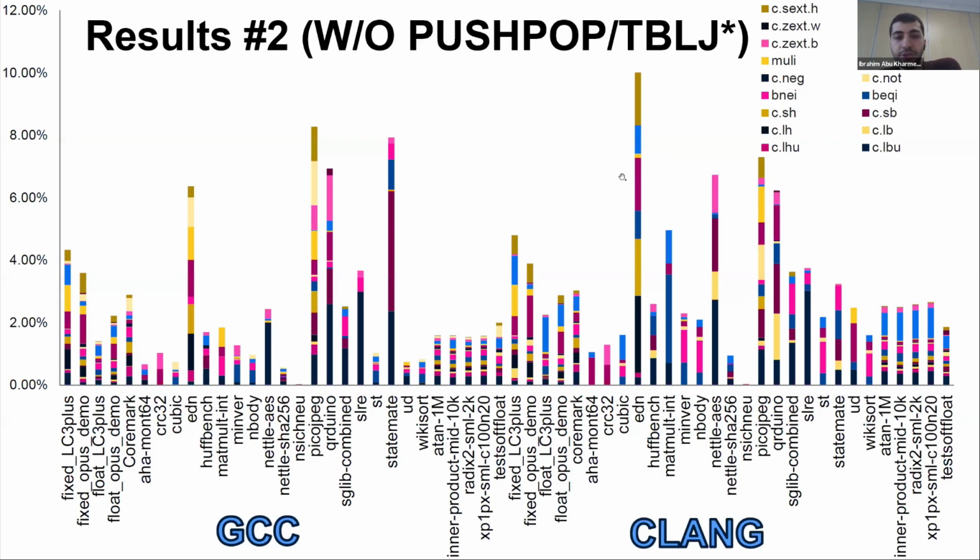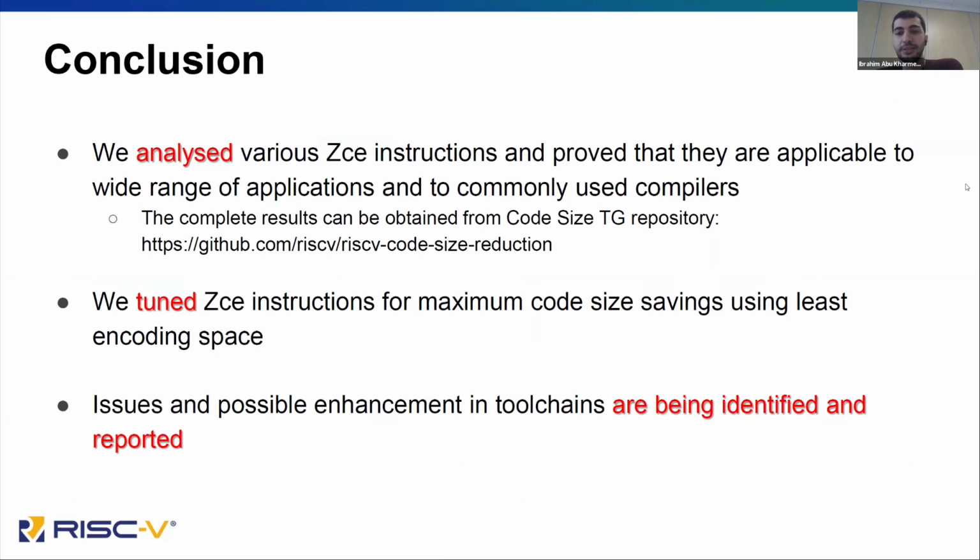And the other thing I want to mention here is that sometimes the compiler used variable signedness differently. So for these two instructions, the signed load and unsigned load, sometimes the values of the savings are swapped between the two compilers, but the complete value is almost the same. So what we did in the code size CG, in the work we did to benchmark various instructions, is that we analyzed the instructions we are proposing and made sure that they are applicable to a wide range of applications and commonly used compilers.